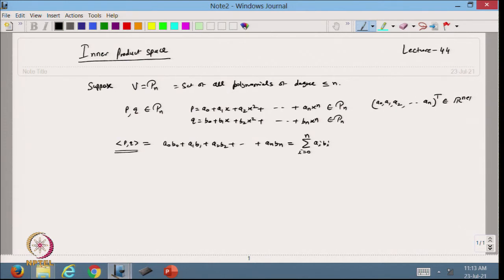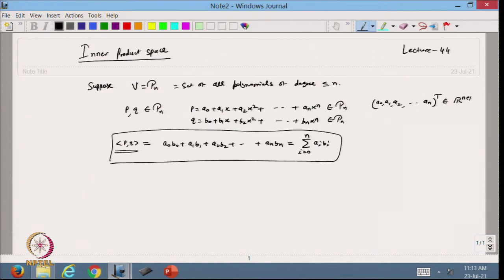So, this way we are defining the inner product in the space of polynomials Pn. Now we need to verify whether it satisfies all the 4 conditions or not. This is just the dot product, and we already know that the dot product satisfies all the 4 properties of the inner product. So, you can verify yourself that this is an inner product defined on the set of all polynomials.